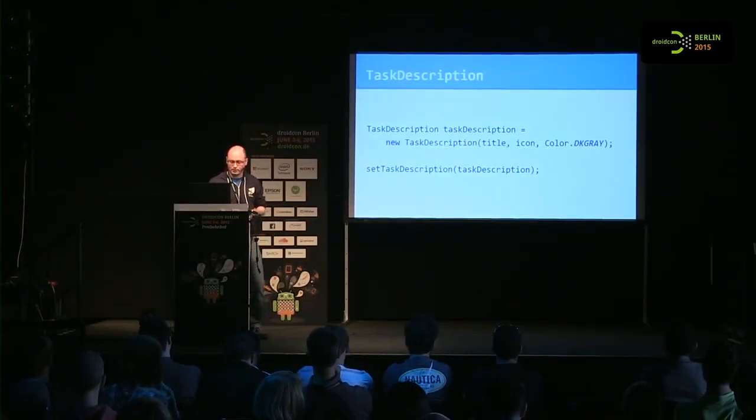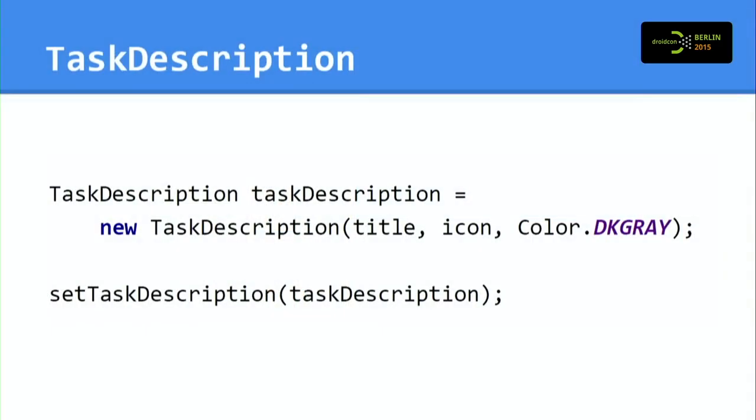Okay, that's how you do it in code. It's pretty easy. Just create a task description object with all the information and call this method on the activity. Some of the things are optional. I forgot which. I think the icon and the color. I'm not sure about the title. But you can find that out. The documentation is usually pretty good. Read it.